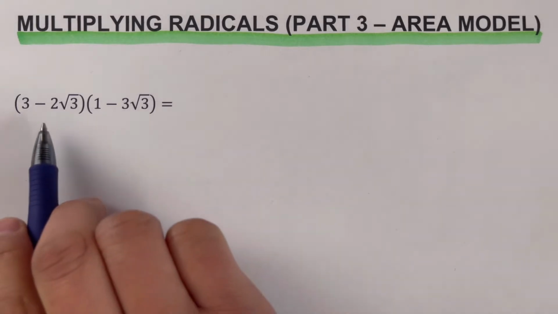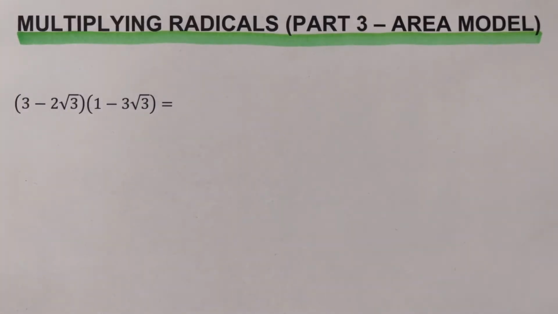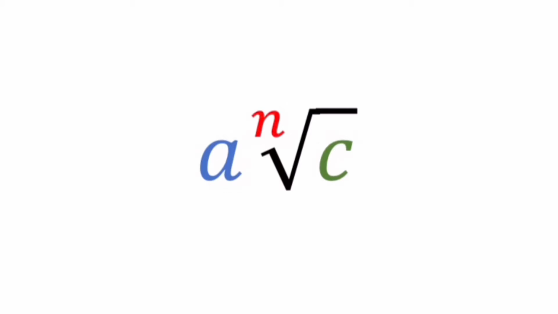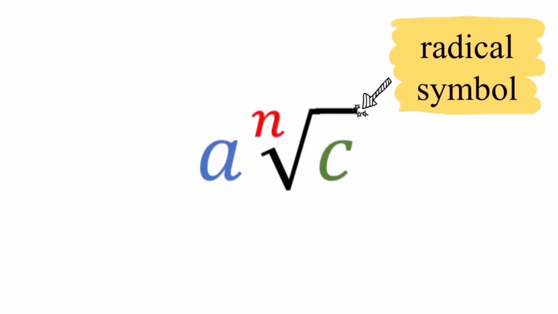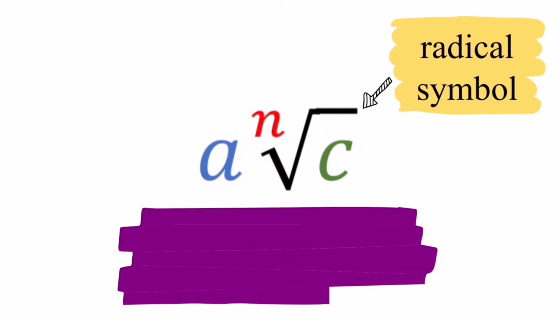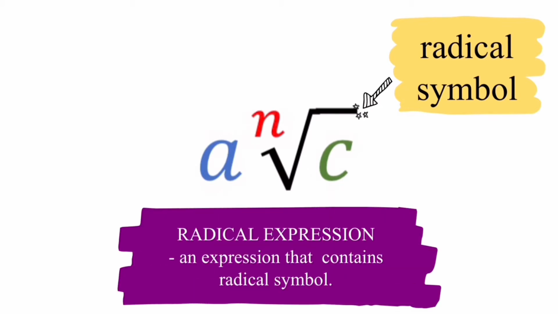Before we jump into this example right here, let's have a review on the parts and the definition of radical expressions. Please remember that these are the parts of every radical expression. The first part is the radical symbol. The reason why this is called a radical expression is because it is an expression that contains the radical symbol.